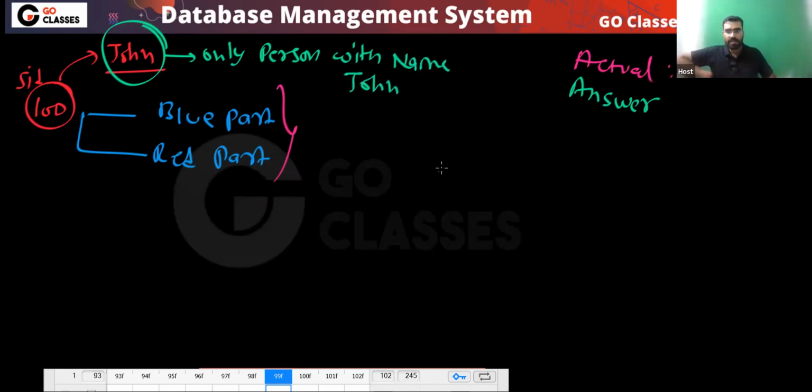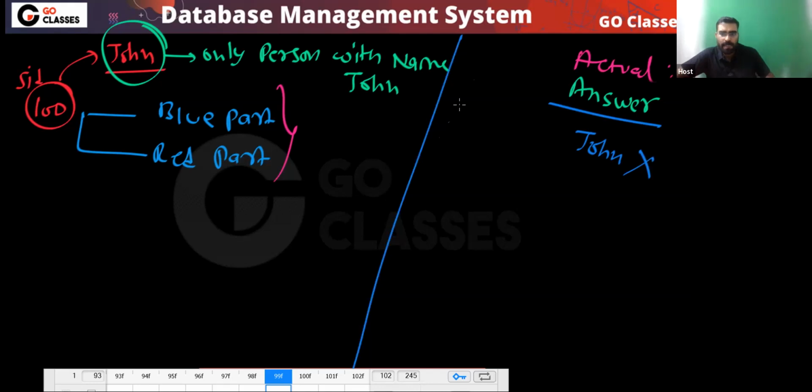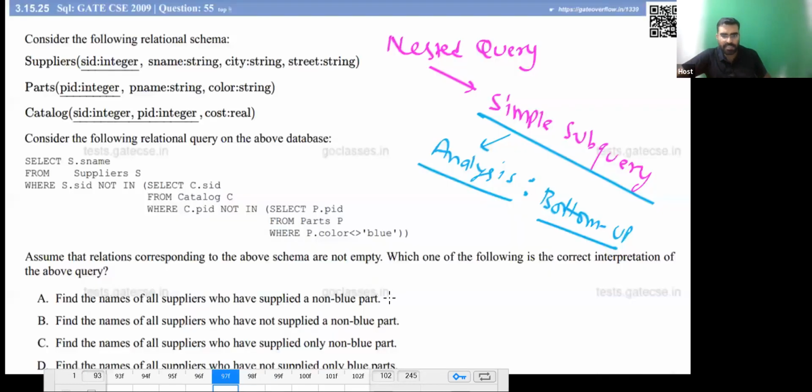Anyway, you can notice that in the actual answer, John should not be there. But in option A, what will happen? In option A, John will be there. Agree? So option A is definitely not correct.